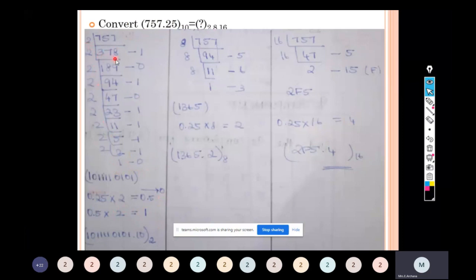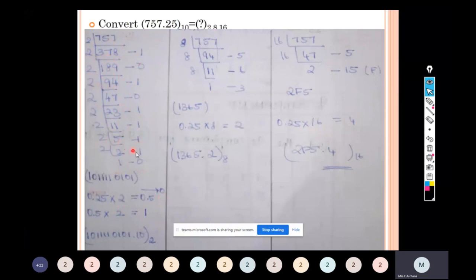So 378 2s are 756. So the remainder will be 1. 189 2s are 378. So the remainder will be 0. 94 2s are 188. The remainder will be 1. 47 2s are 94. The remainder will be 0. 23 2s are 46. The remainder will be 1. 11 2s are 22. The remainder will be 1. 5 2s are 10. The remainder will be 1.